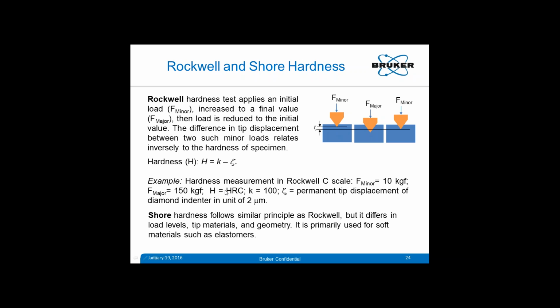In the case of, say, the Rockwell C scale, there are different scales. I think there are 10 or 15 scales. These are explained in the ASTM standard. In the C scale, F minor is 10 kilogram force, F major is 150 kilogram force, and HRC is calculated taking K as 100, and J is the permanent tip displacement in units of 2 microns. Shore hardness also operates on similar principles, but it has different tip materials, geometry, and load levels. Loads are much less, and it is primarily used for soft materials such as elastomers.